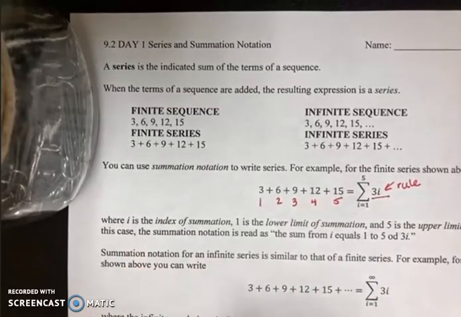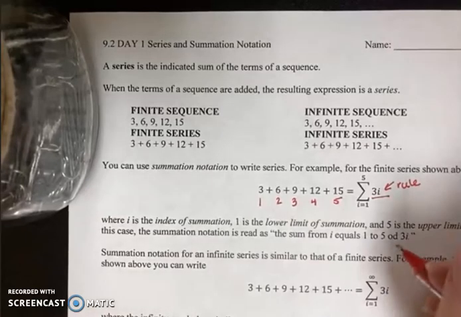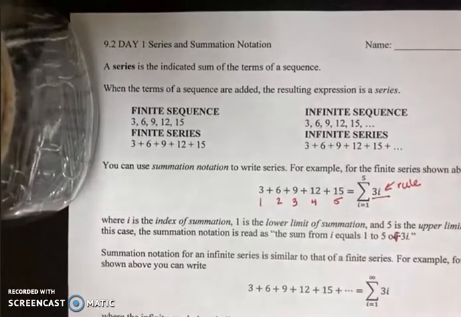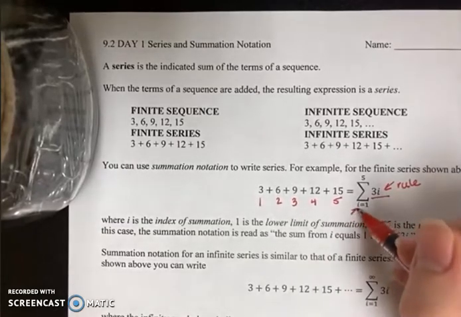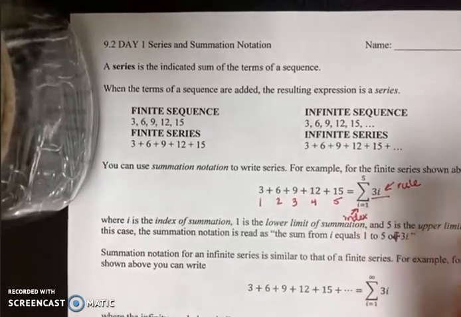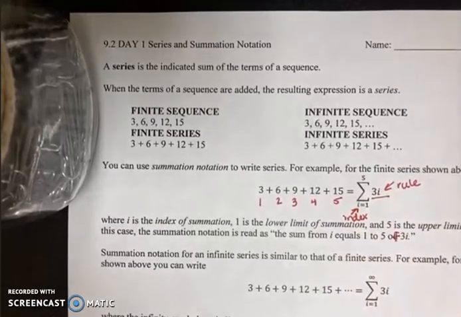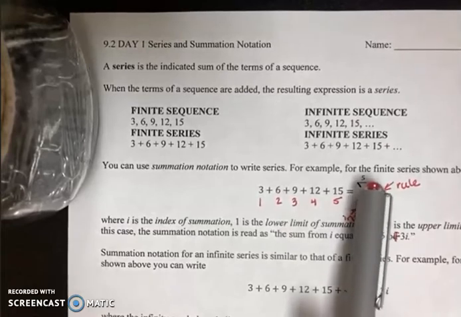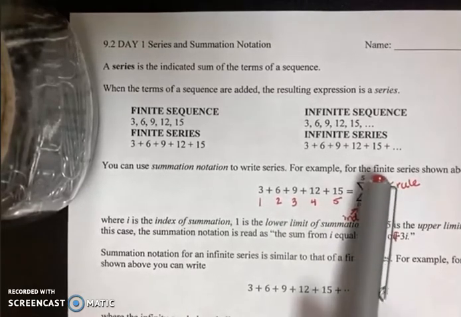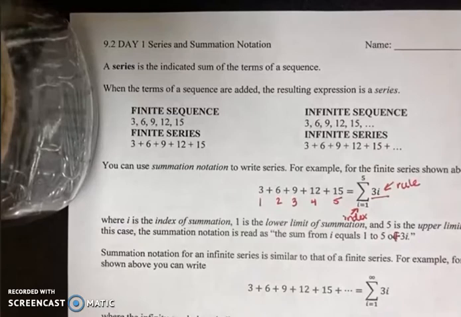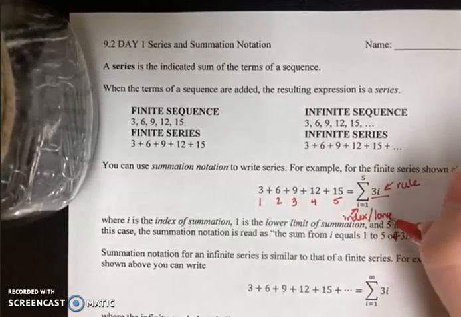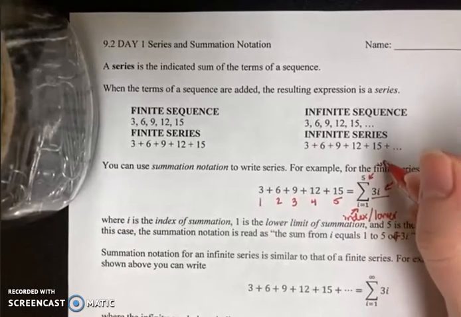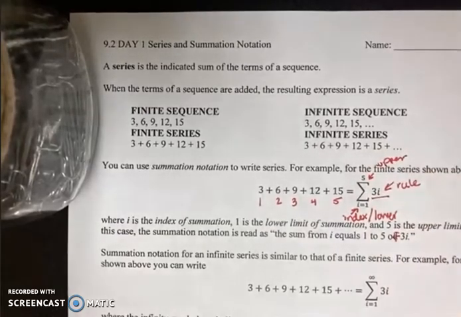Right here is just giving you some more vocab. There is a typo right here. It should say where i is the index of summation, so we call this right here our index, or I just call it my starting point. It is the lower limit of the summation, and then here is our upper limit. So we have our lower limit and our upper limit of the summation. So I'll just put lower, upper, and then our rule.